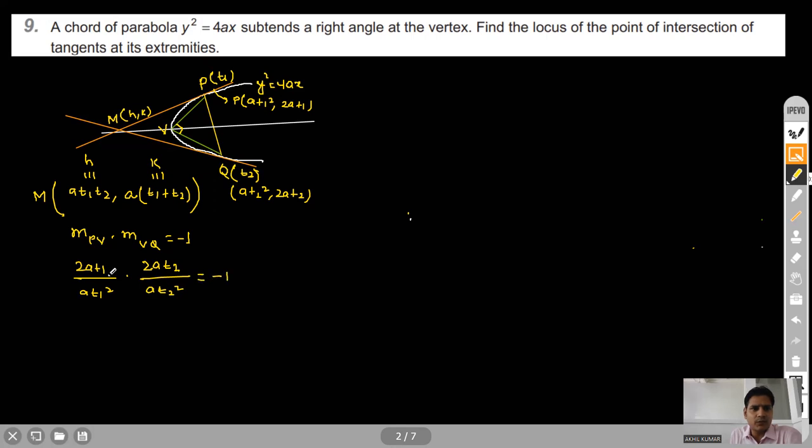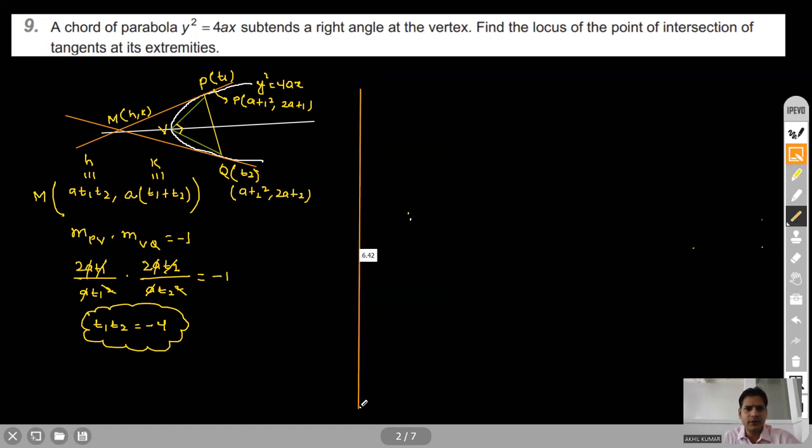This will be equal to minus one. So the a's will cancel out, and t1, t1, t2, t2 will get cancelled out. From here, we got t1 into t2 is equal to minus 4. Now, how can we utilize this information? This is the h coordinate of M. So h is equal to a times t1 t2.